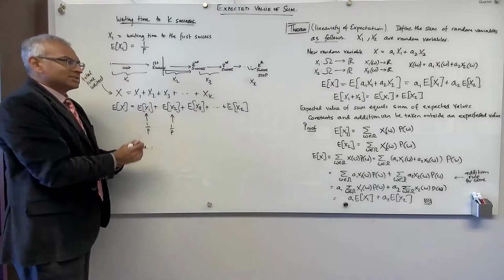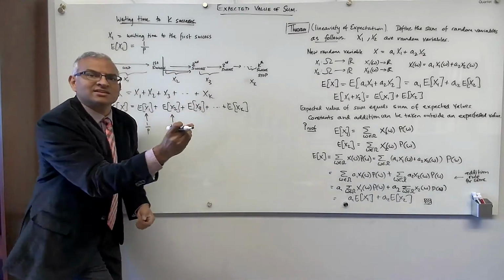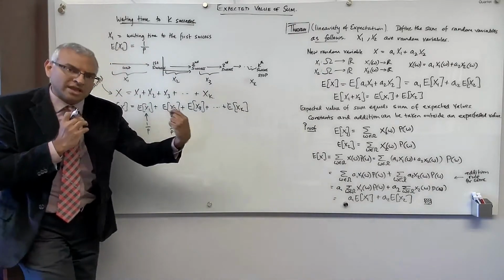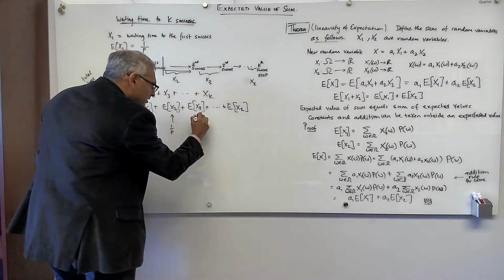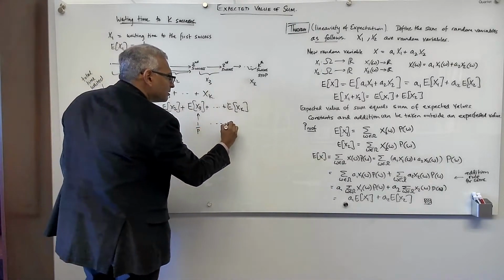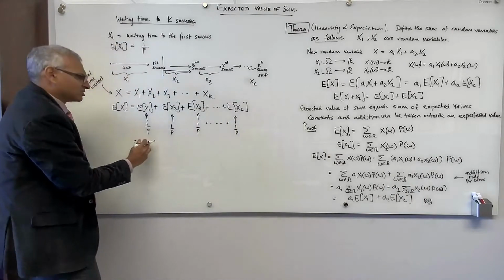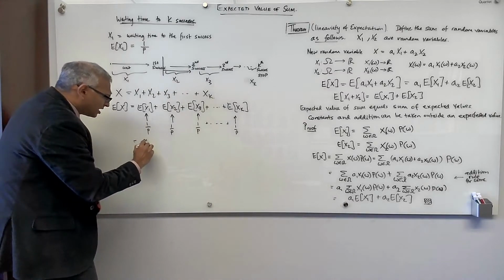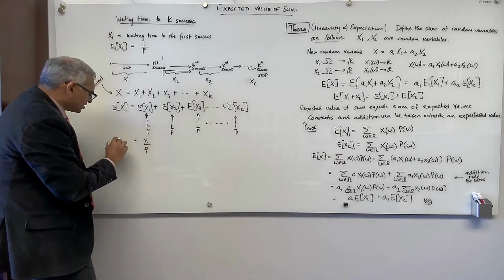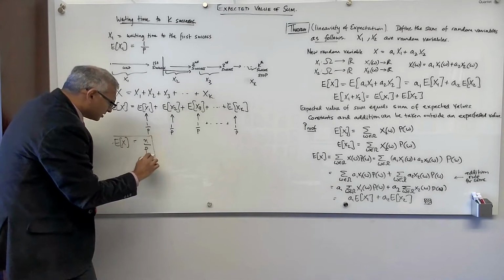Because we're waiting for one success. And then x3 is waiting for one success. How long do you have to wait? On average, in expectation, 1 over p. So all of these are 1 over p plus 1 over p, and now we're experts at this. You add 1 over p n times. This is just n over p. So the expected value of x is n over p.